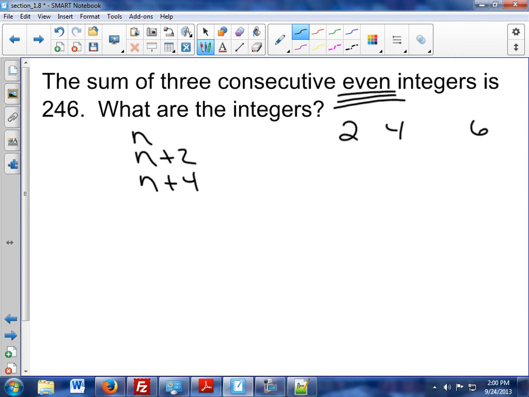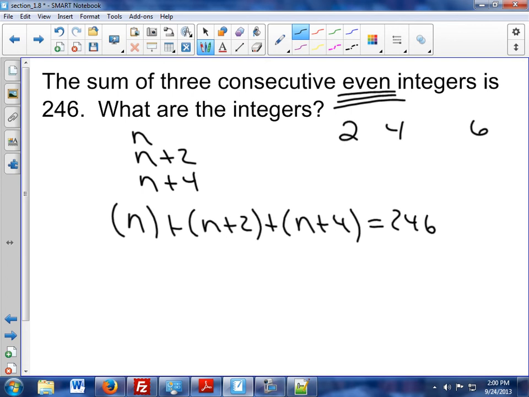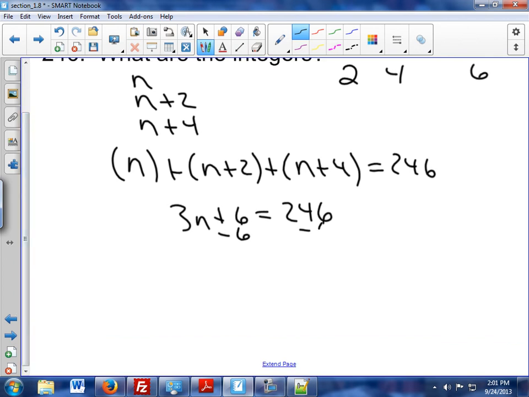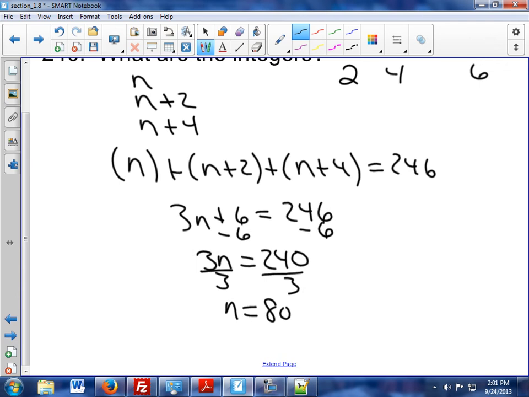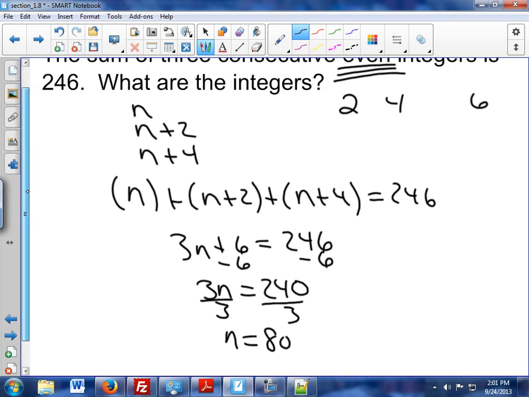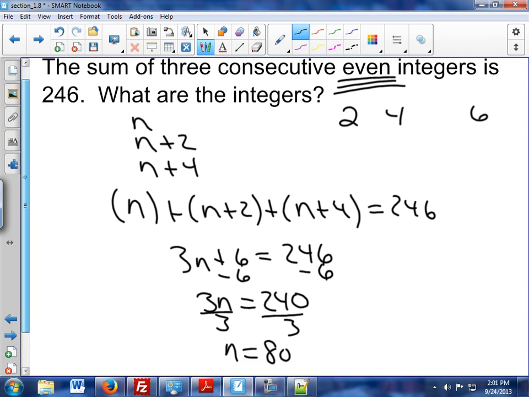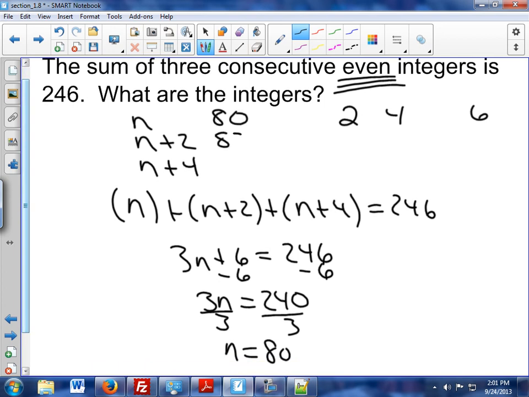Okay? So now the sum. So now again, I'm going to put these together. Equals 246. Again, the same process. 3n plus 6 is equal to 246. I'm going to subtract 6. I'm going to subtract 6. 3n is 240. Divide by 3. N equals 80. Now don't just circle that because that's only 1/3 of your answer. So you're going to have 80, 82, and 84.